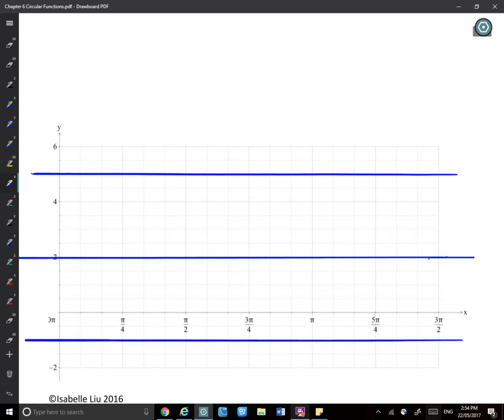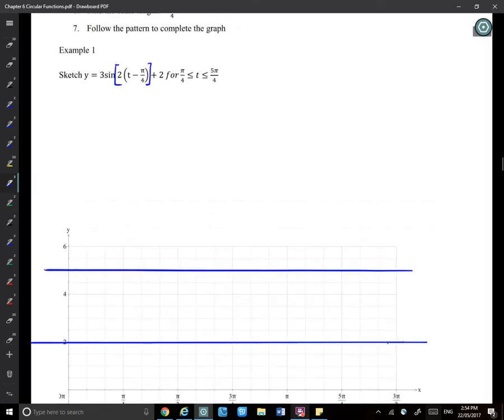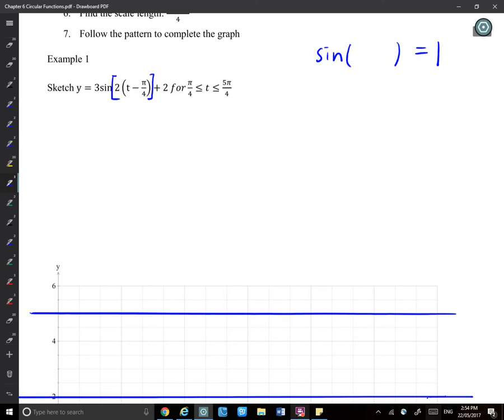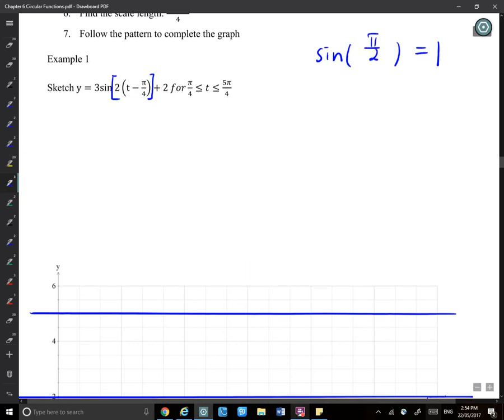And the next thing is the magic part. I want to find a maximum point or a minimum point. You just need to remember this step and you can complete most of the graph. So I will ask you, sine what gives you 1? Pi over 2. Sine pi over 2 gives you 1.